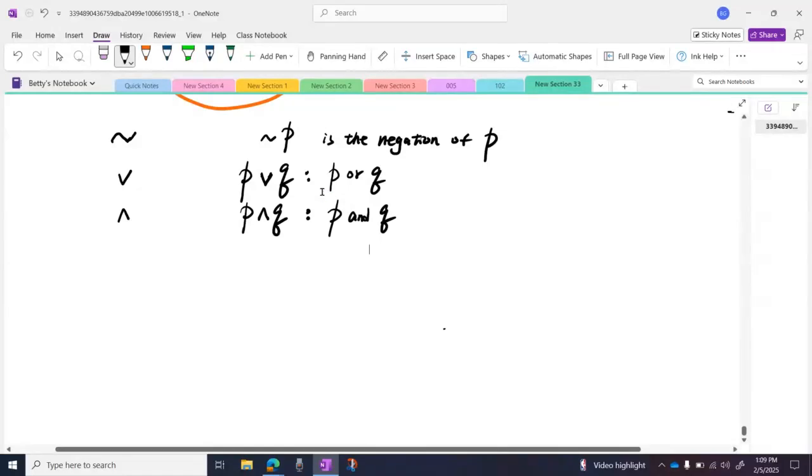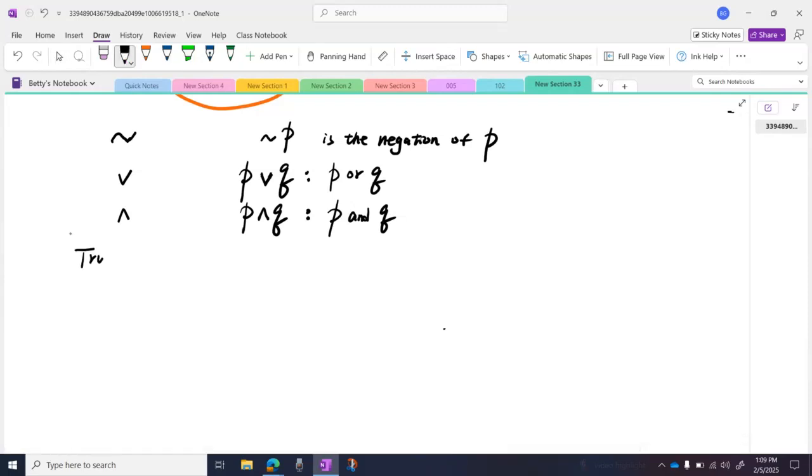At the beginning of today, I want to work on the truth table for those three types of statements. The statements involve negation, disjunction, and conjunction. What is the truth table? Truth table is also called the truth value table. It's a table that we can use to analyze or determine the truth value for a compound statement based on the truth values of its simple statements.